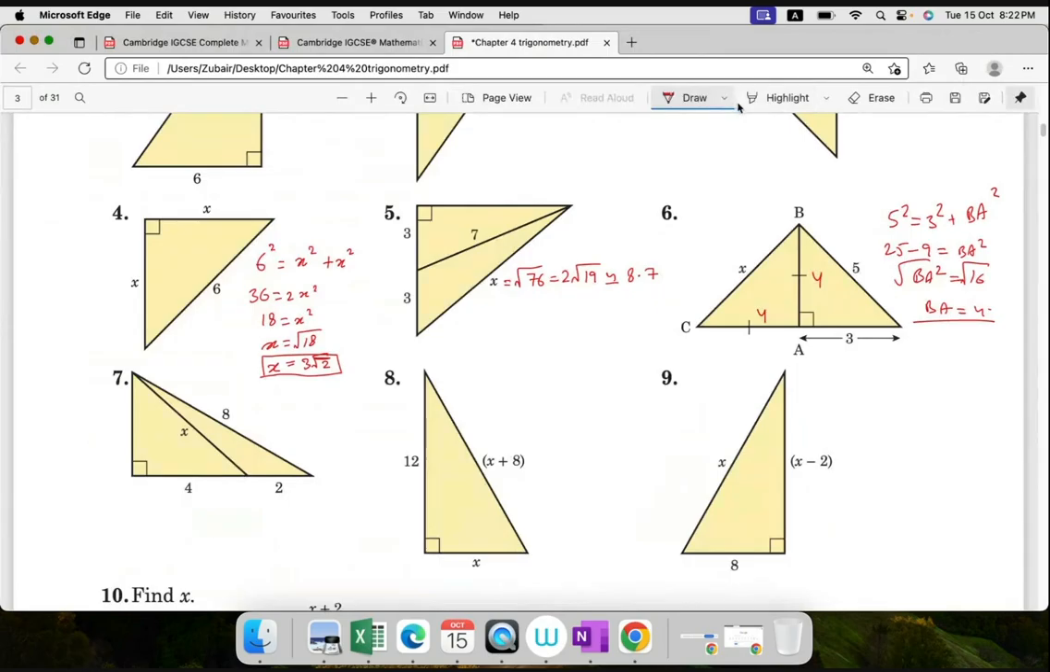And having said that, I can now use these two. So x square is equal to 4 square plus 4 square. That is 16 plus 16, 32. Square root both sides. X is equals to square root 32, which is equal to 4 square root 2. Try number 7.